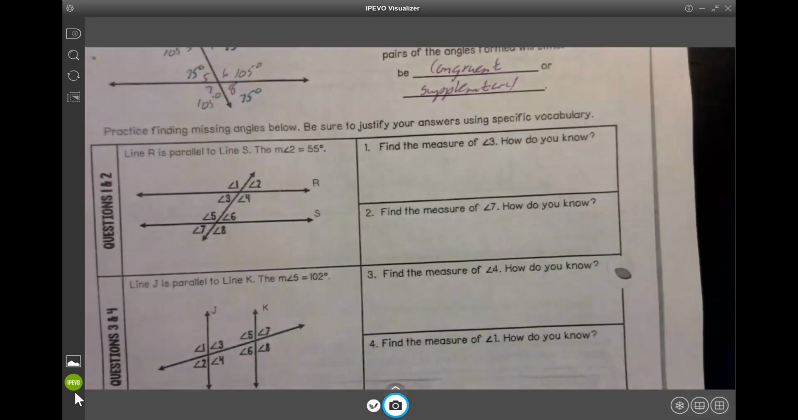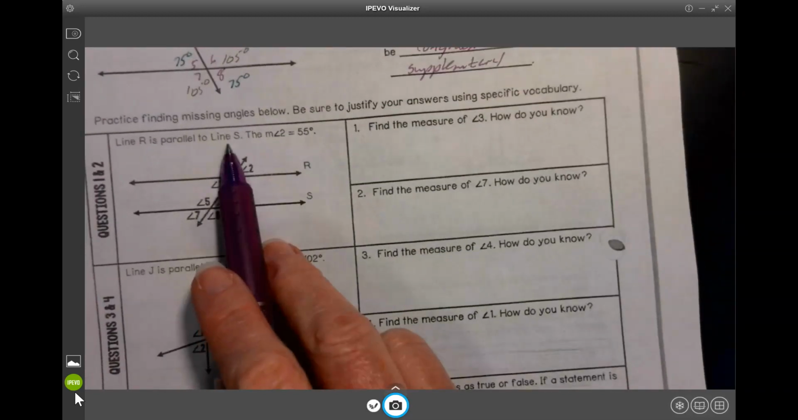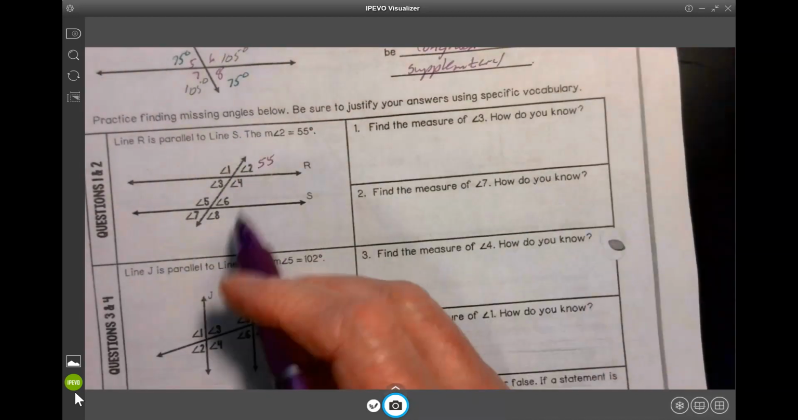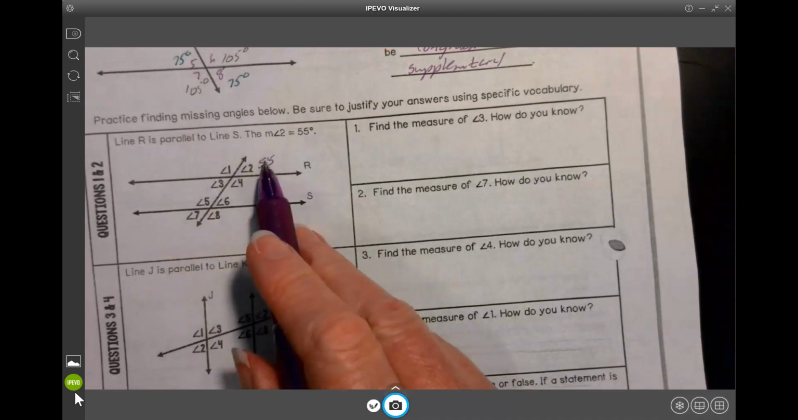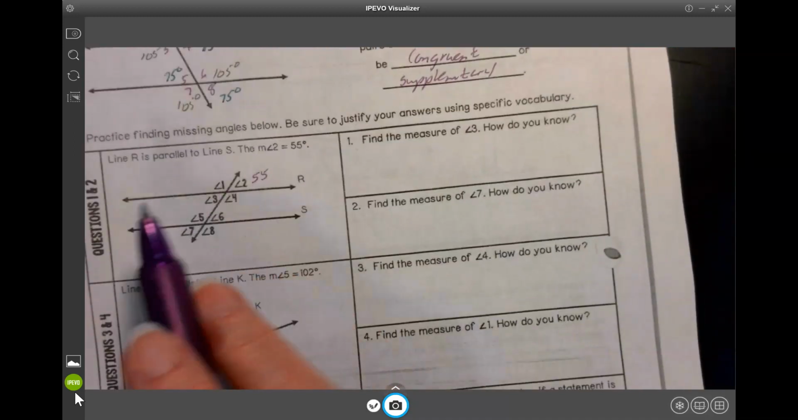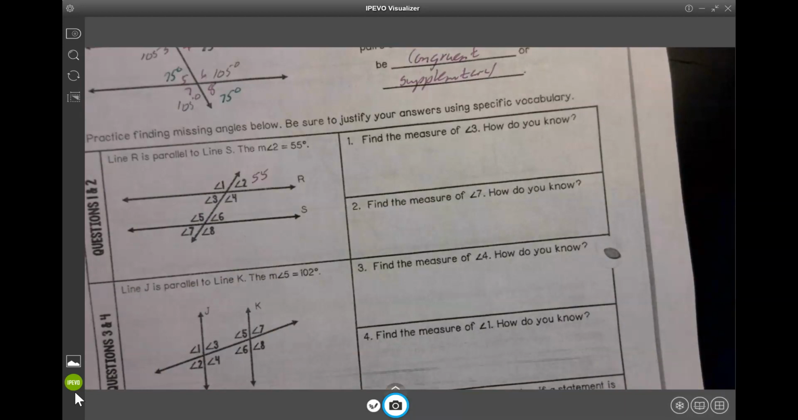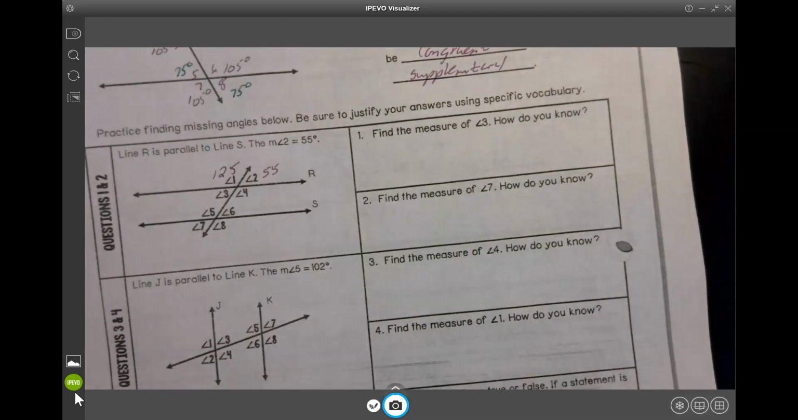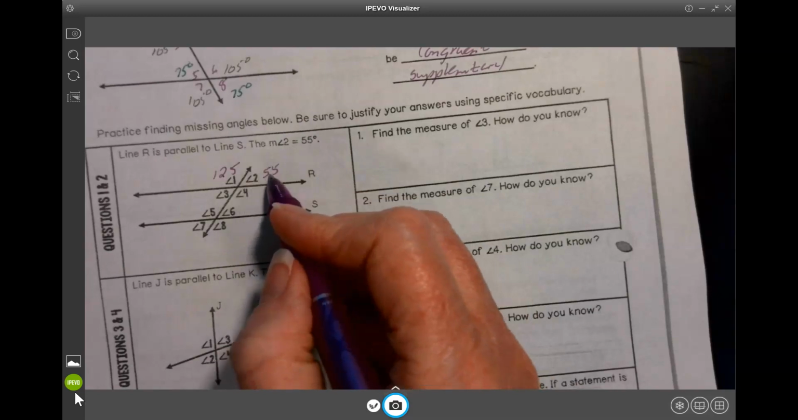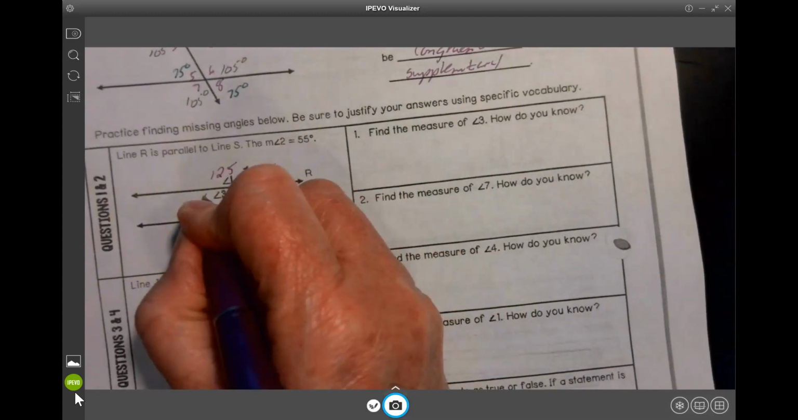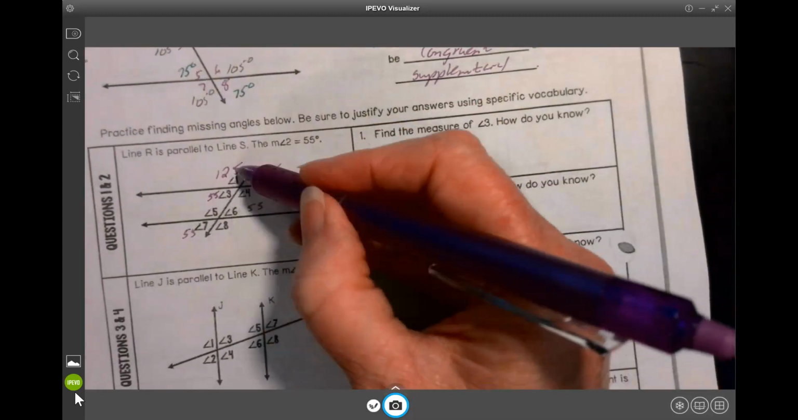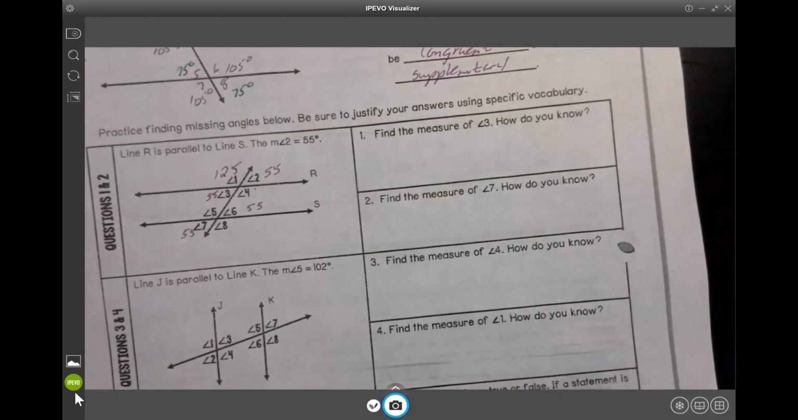Okay? Line R is parallel to S. Angle 2 is 55 degrees. So, before you go over and answer their question, you mark up this entire thing. Okay? If that's 55, oh shoot, I have to subtract now. Hold on. If that's 55, then we know this one is 125. And then you just start marking all the angles. Okay? So if that's 55, this is 55. This is 55. This is 55. Okay? And these are vertical. These are corresponding. Okay? So those are all 125s.